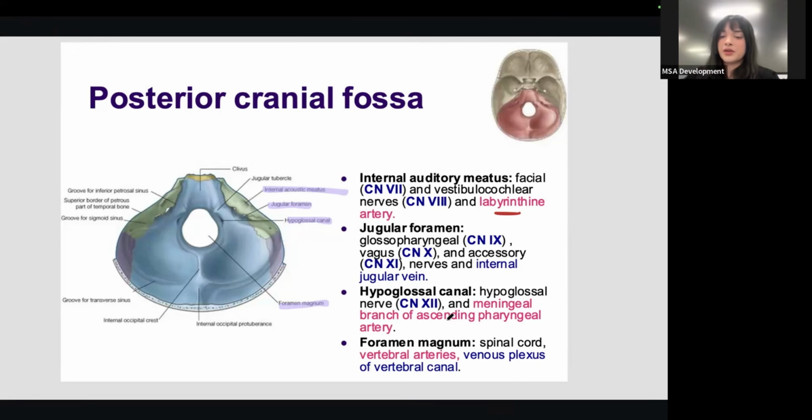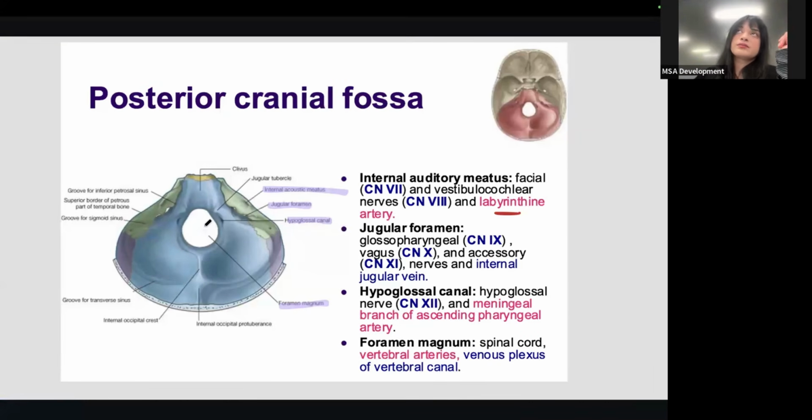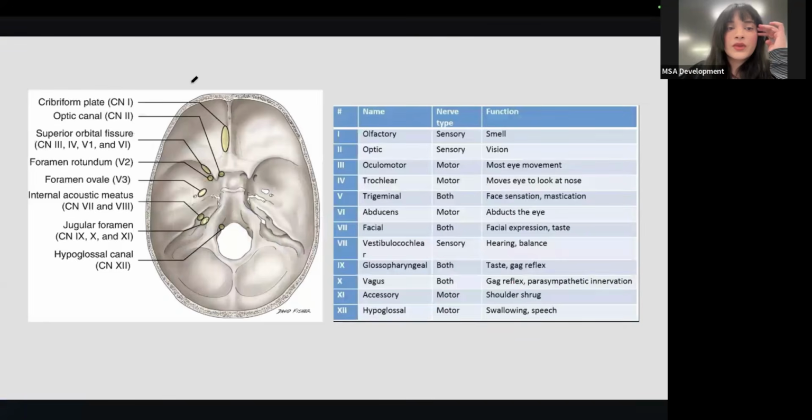It's the 12th cranial nerve, plus the meningeal branch of the ascending pharyngeal artery, and the foramen magnum, which transmits, it's a huge foramen, so it's going to transmit the spinal cord, the vertebral arteries, the venous plexus of the vertebral canal. So it's just a revision of neuro, basically. Okay, so again, one more neuro revision.